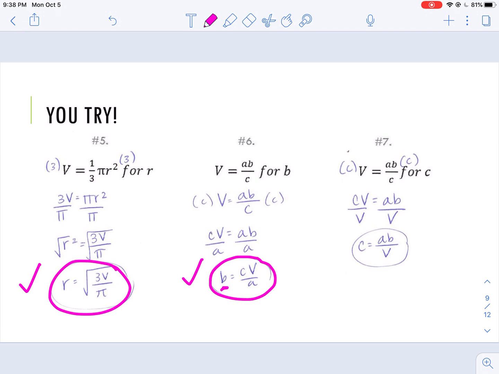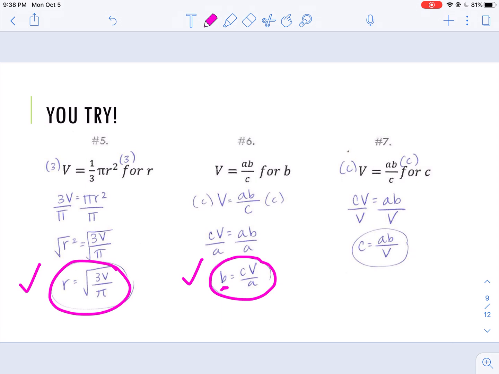All right, in number 7, you're going to notice we have the exact same literal equation, but now I'm asking you to solve for c. And what was difficult about this for some students might have been the fact that c was in our denominator. Now we could actually start number 7 the exact same way we started number 6.